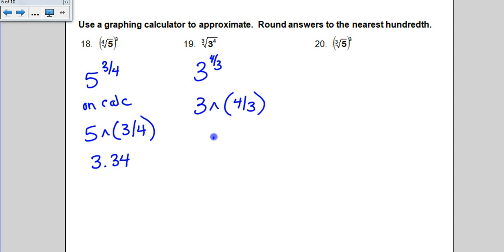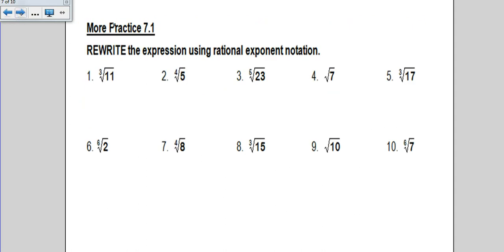And when you round to the nearest hundredth, you get 4.33. Now kind of strange, on number 20, 5 to the 3/3 power, that's really just going to end up being 5 to the first power. And I know what that is, that's a 5. That came out nice. Okay, more of the same.